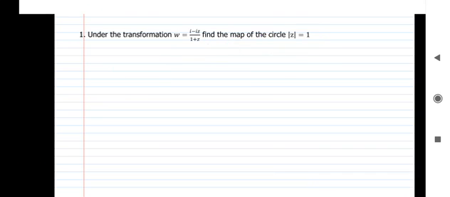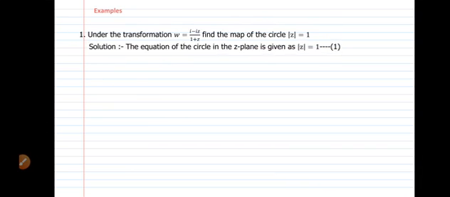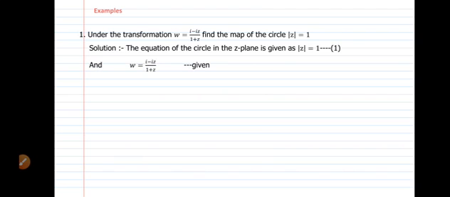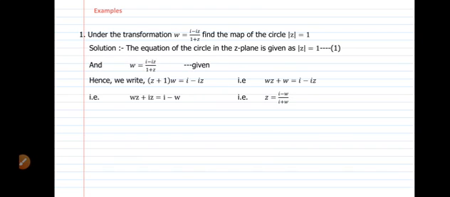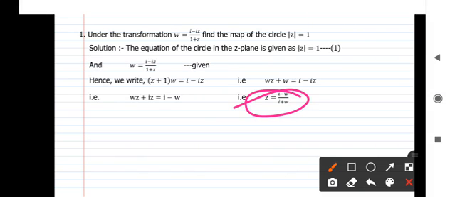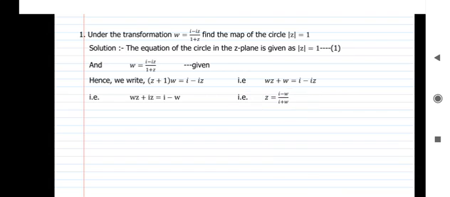So let us check what will be the image. The equation of the circle in the z plane is mod z equal to 1. This is the given part. You are given w in terms of z in the example itself. Now we have to write z in terms of w with proper multiplication and arrangement of the terms, so that we can have z in terms of w. So here we get z equal to (i minus w) upon (i plus w).